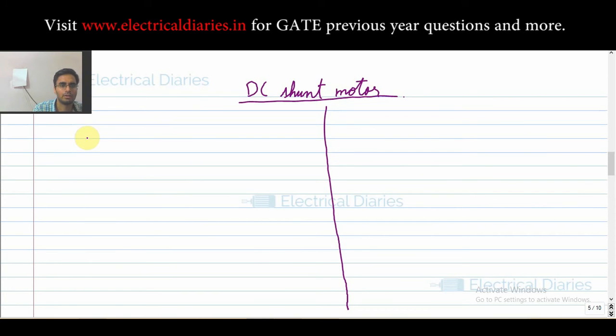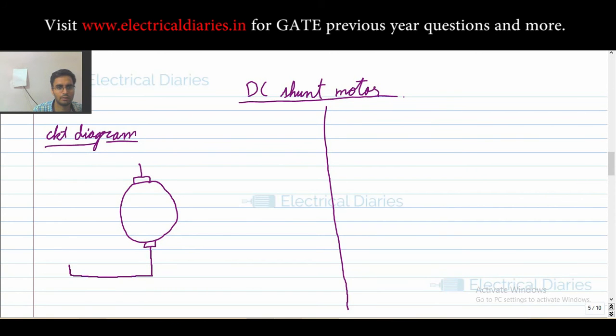So in DC shunt motor, you should always remember the circuit diagram first. The circuit diagram is very important for every motor. Here I will take only the DC shunt motor. This is the motor armature, and this is the shunt winding, and this is our supply V.